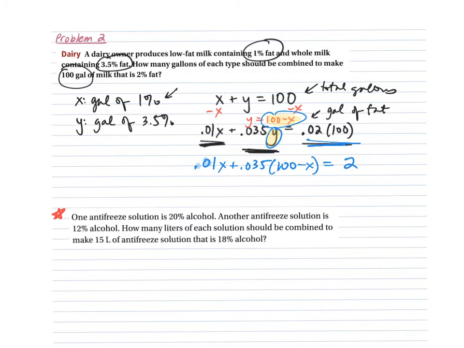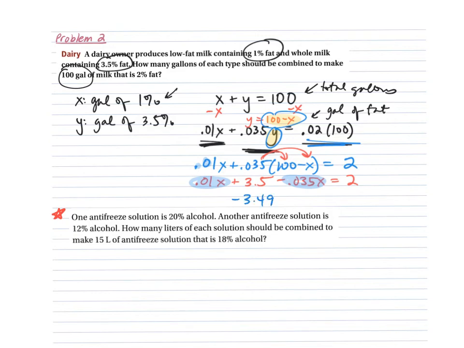So then we can just solve this equation to figure out what our X is going to be. So let's distribute this 0.035. So this is 0.01x plus 3.5 minus 0.035x equals 2. Okay, and then we can combine our like terms here. These two are like terms. So 0.01 minus 3.5 is negative 3.49.